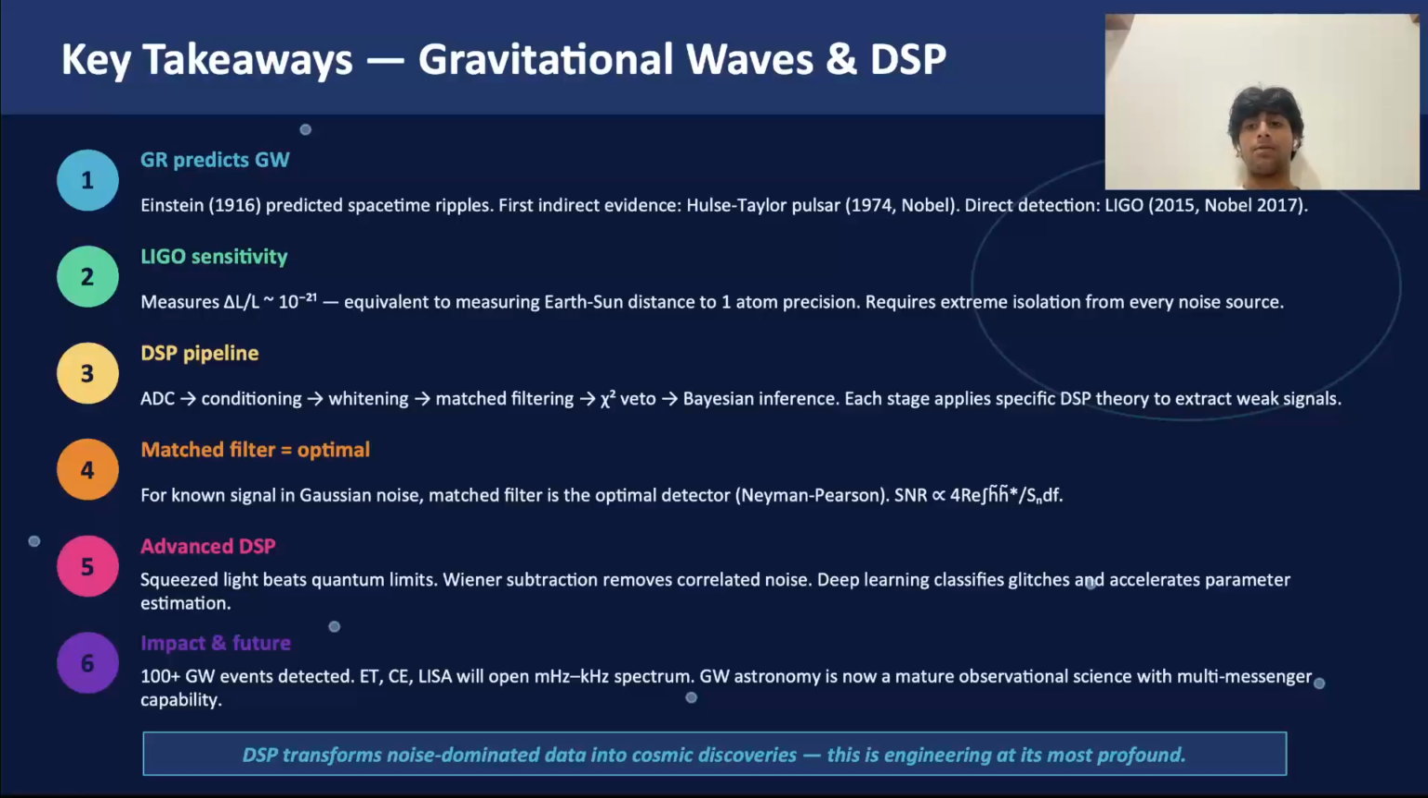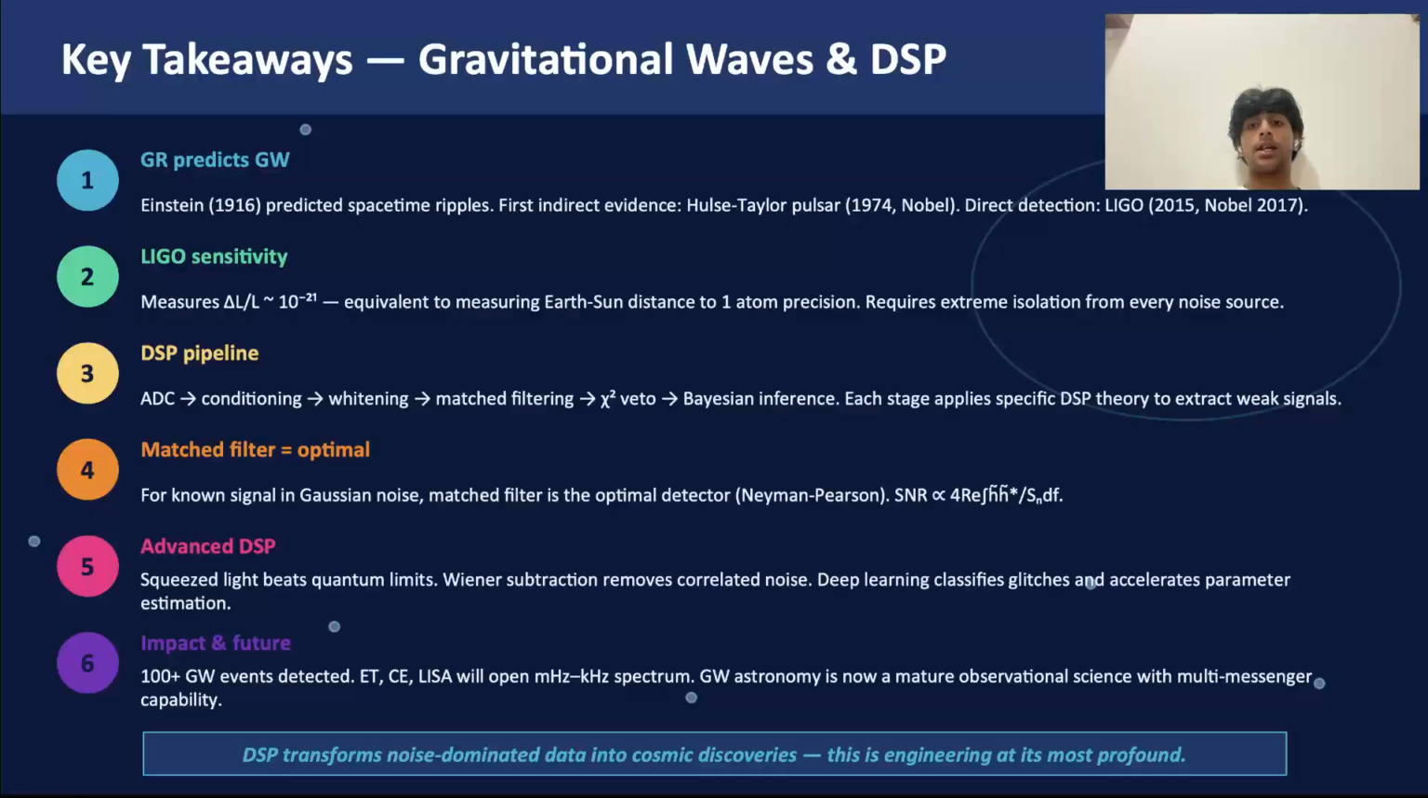We built that arm in a field. We measured the displacement with light. We did it with whitening filters that manufacture the white noise assumption matched filtering requires. Matched filtering, cross-correlating a million templates against continuous data every second of every day, provably optimal by the Neyman-Pearson theorem. Chi-squared vetoes distinguishing coherent astrophysics from incoherent instrument artifacts.